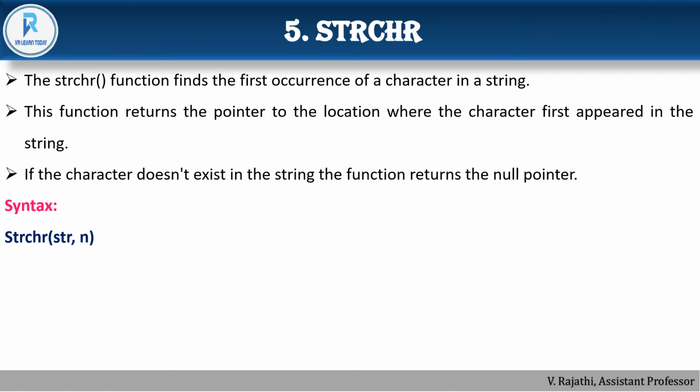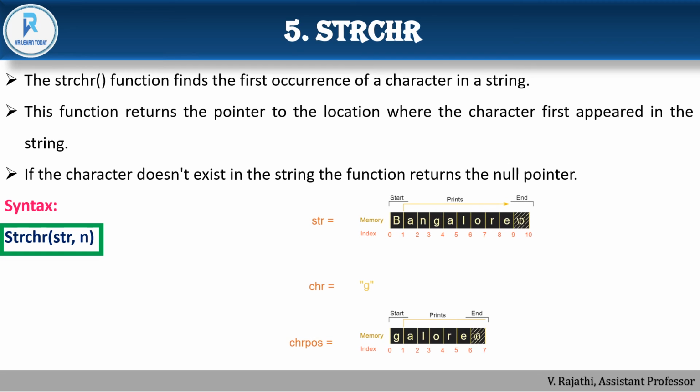Next, strchr. This strchr function finds the first occurrence of a character. This function returns the pointer to the location where the character first appears in the string. If the character does not exist in the string, the function returns a null pointer. This is the syntax: strchr, first string comma n. Here the character is g, and finally after the g it will print.